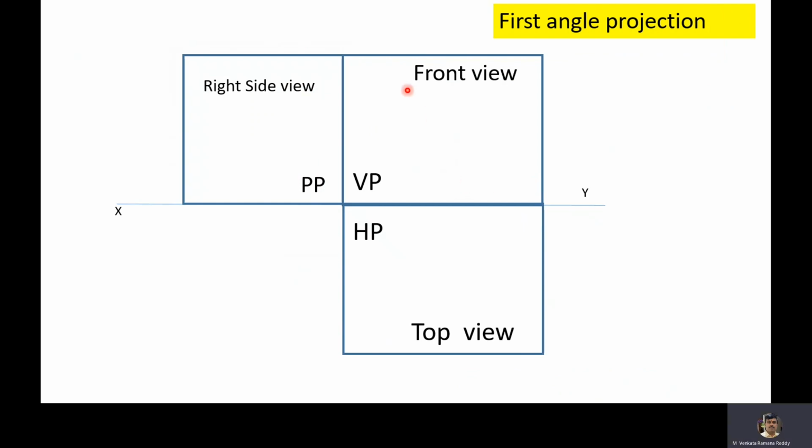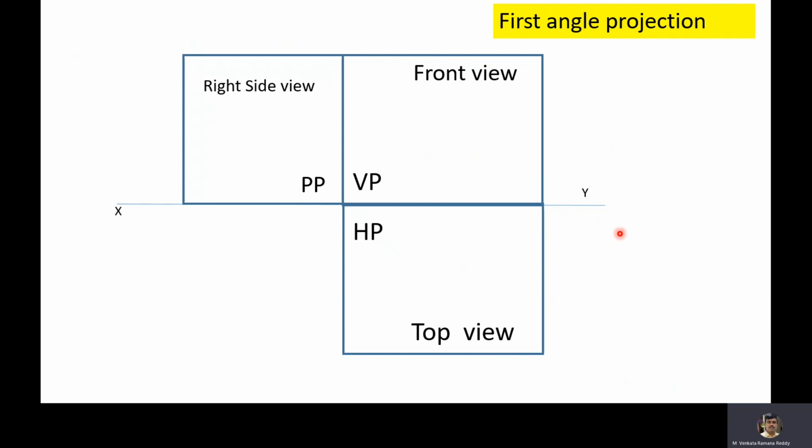In the case of first angle projection method, the object is placed in the first quadrant and front view is projected onto the vertical plane, top view is projected onto the horizontal plane, and side view is projected onto the profile plane. Here, the front view comes above the XY line, top view comes below the XY line, and side view comes above the XY line, and it is adjacent to the front view.